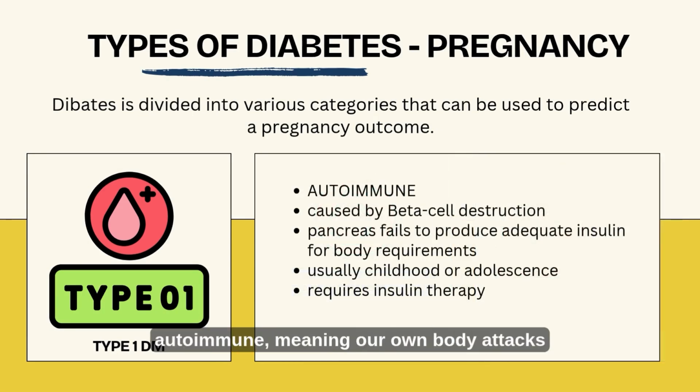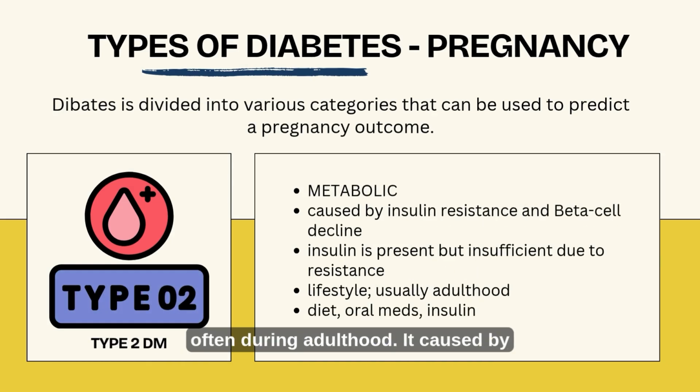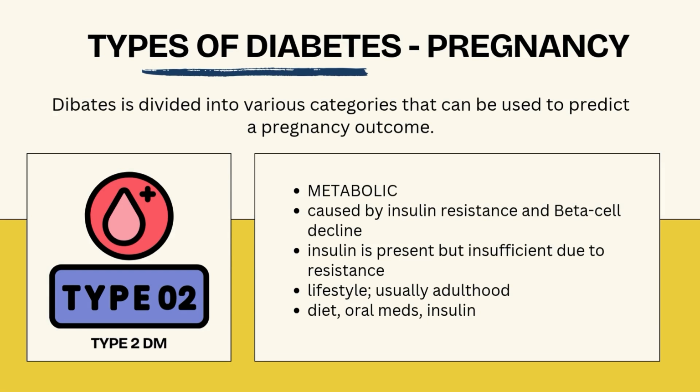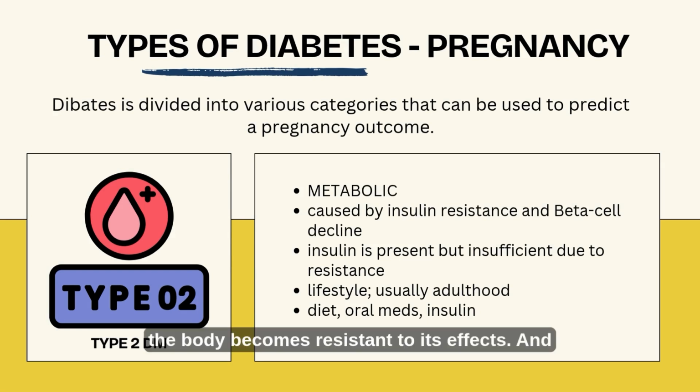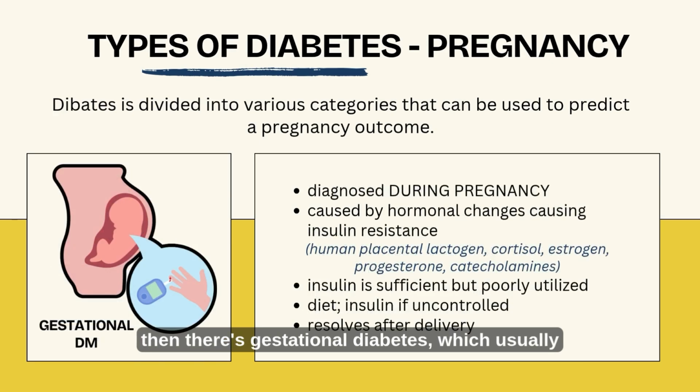Type 1 is often autoimmune, meaning our own body attacks the pancreas, resulting in minimal to no insulin production. It is caused by beta cell destruction, thus the pancreas fails to produce adequate insulin for body requirements. Type 2 develops more slowly, often during adulthood. It is caused by insulin resistance and beta cell decline as well as lifestyle. While some insulin is still made, the body becomes resistant to its effects. And then there's gestational diabetes, which usually appears in the second half of pregnancy due to hormonal changes. This usually resolves after completion of pregnancy.